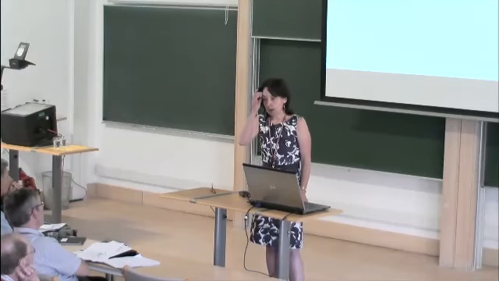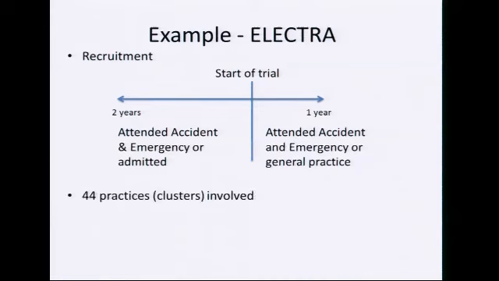Just to give you a bit of background to the way that recruitment was done in this trial. First of all, we recruited 44 practices, and when the practices were recruited, we then recruited individuals in two ways. One is we took those individuals who had either pitched up at accident and emergency departments with an exacerbation of asthma in the previous 2 years, or individuals who attended accident and emergency or their general practice with an exacerbation of asthma in the 1 year following the start of the trial.